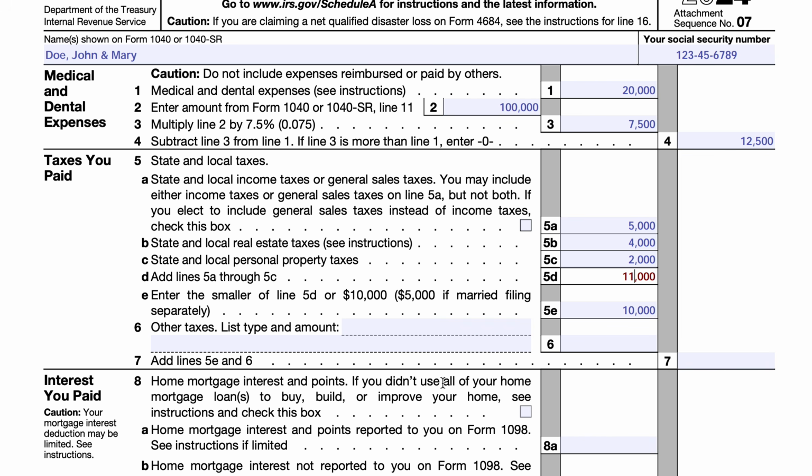So on line 6, you would enter other taxes that aren't subject to that $10,000 limit. You would have to list each type of tax and the amount of tax included. You can include taxes that you paid to a foreign country, like income tax. You can also include any generation skipping tax that was imposed on income distributions. However, you can't include taxes paid to a U.S. territory. You would have to go to the appropriate state and local line. So if you were paying taxes to, say, Puerto Rico, you would have to put that in here somewhere.